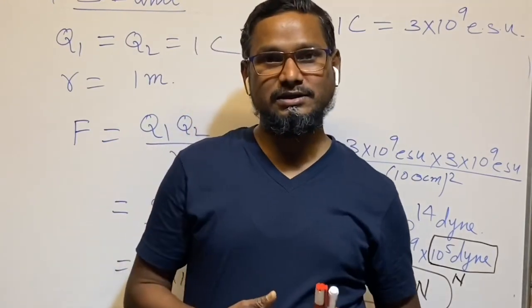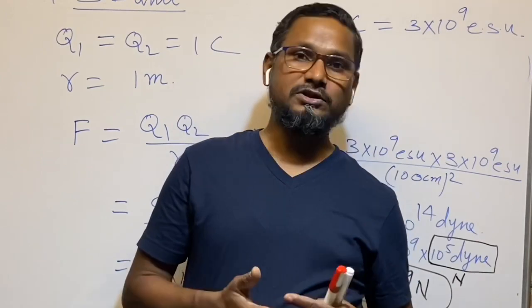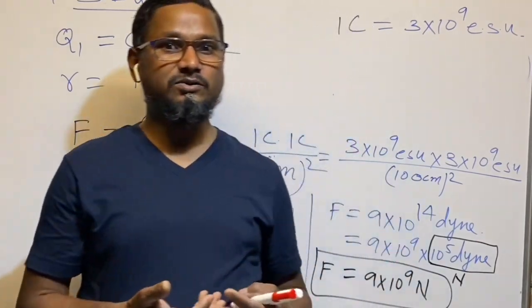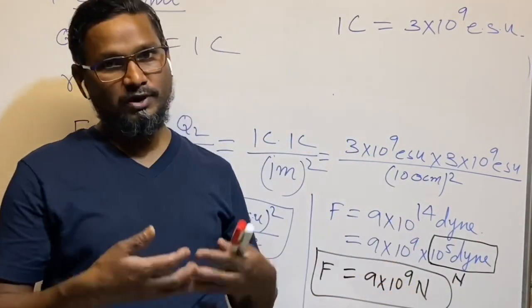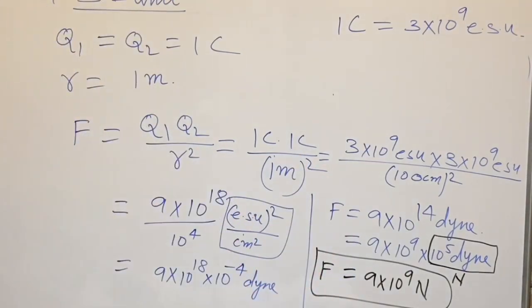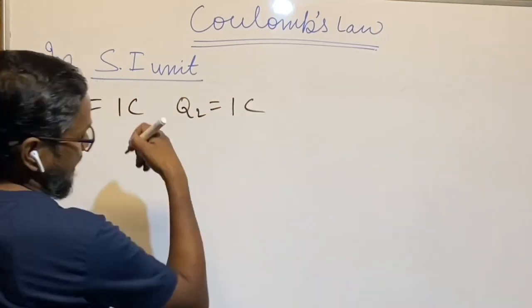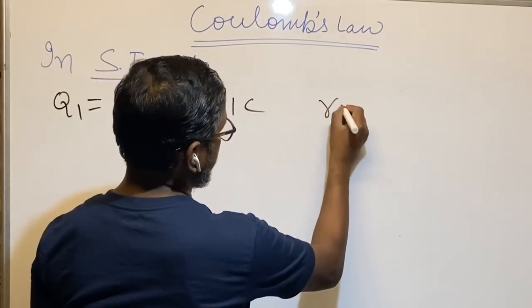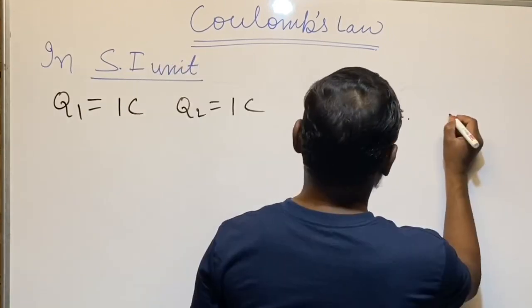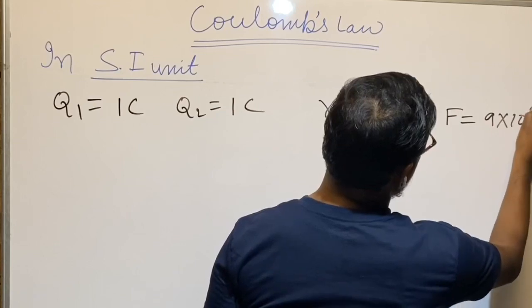Two identical charges are separated by a distance of 1 meter. The force acting between them is 9 into 10 to the power 9 Newton. From there we find the value of K. So let's find the value of K. Q1 is 1 Coulomb and Q2 is also 1 Coulomb, and the two charges are kept at a distance R equal to 1 meter. The force between them we got is 9 into 10 to the power 9 Newton.